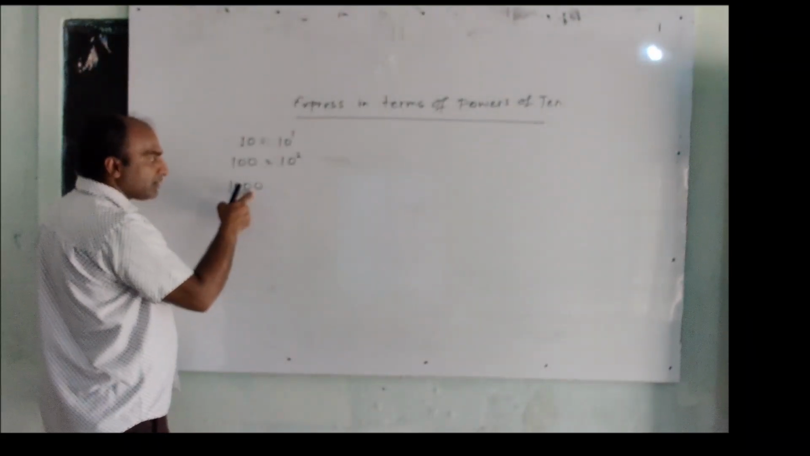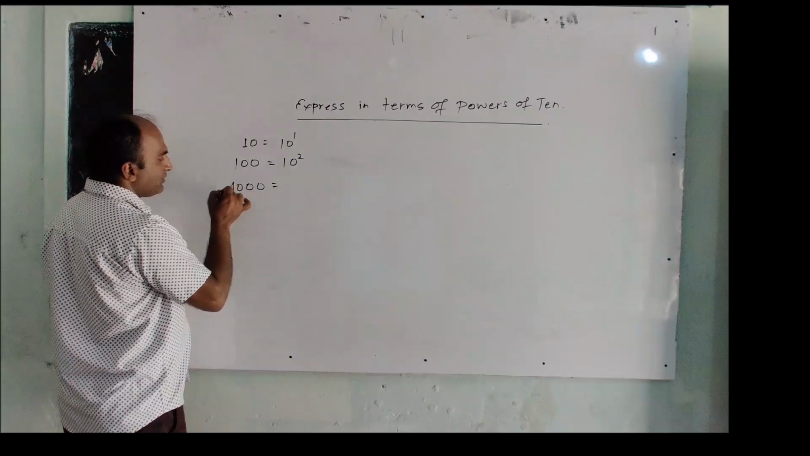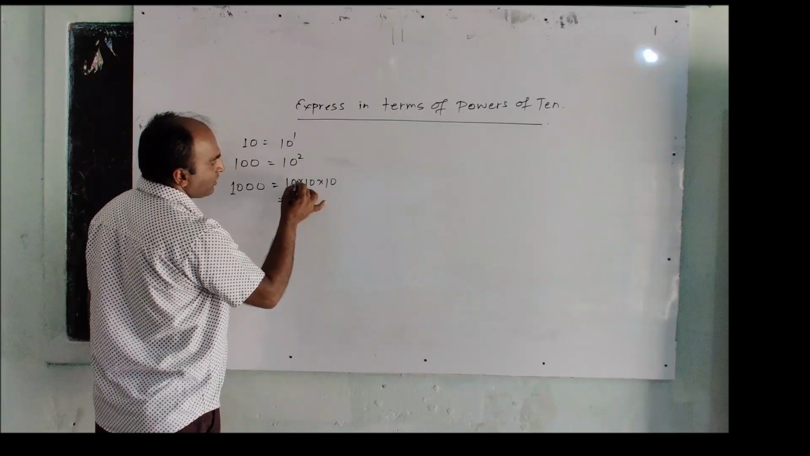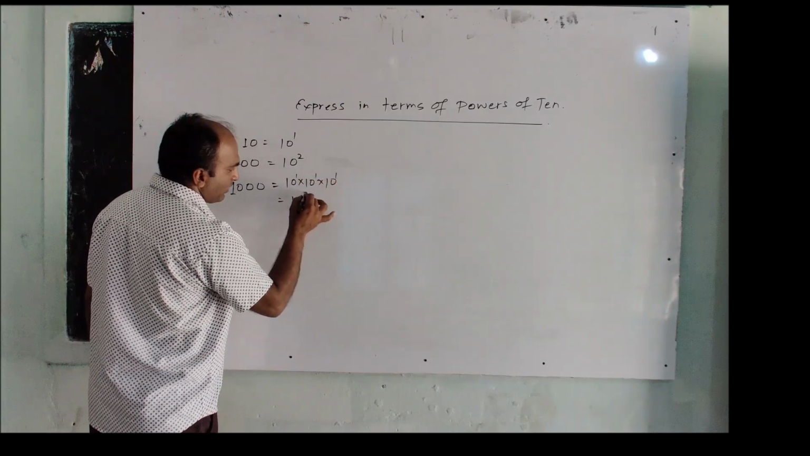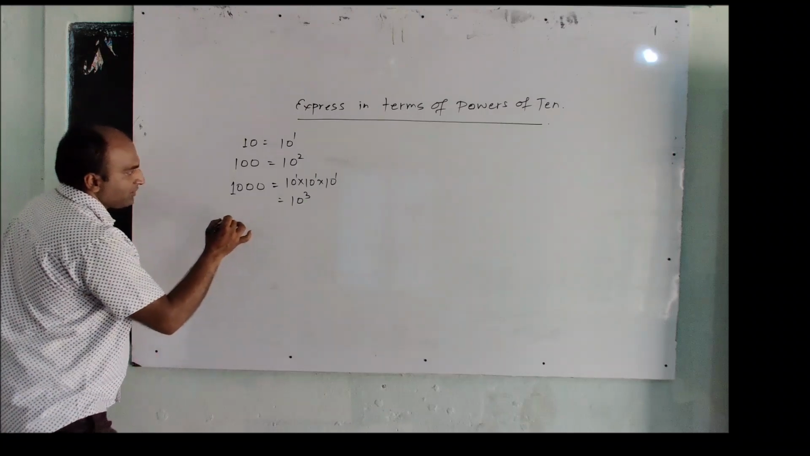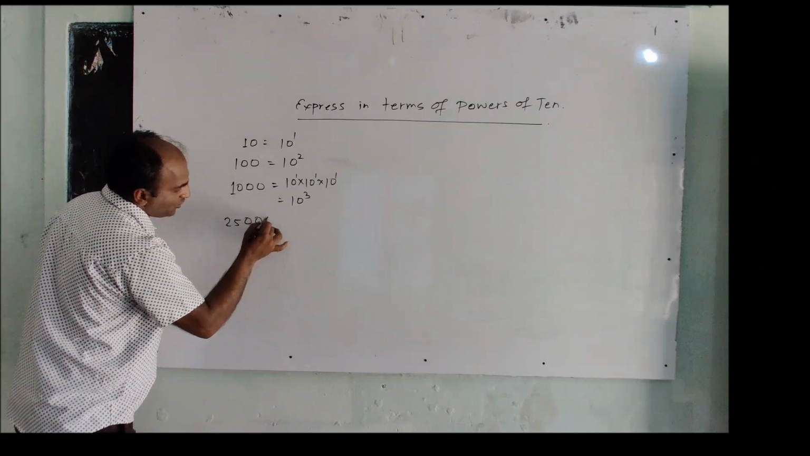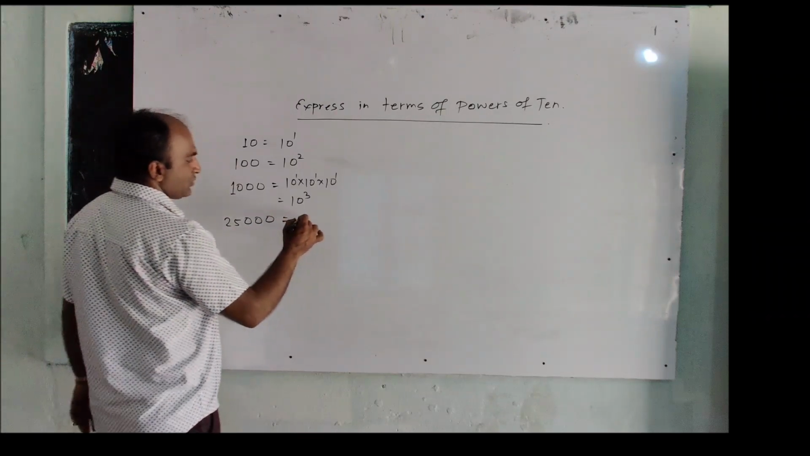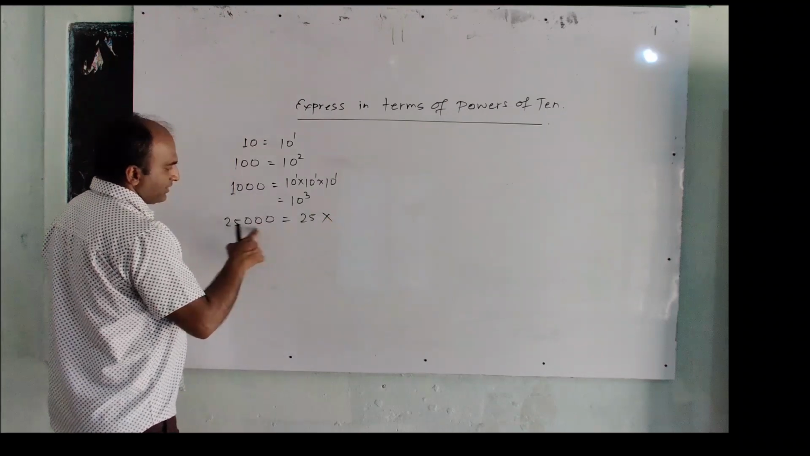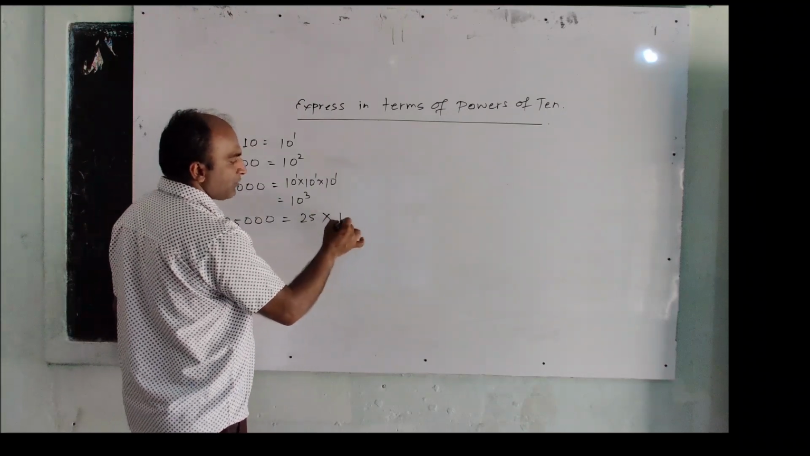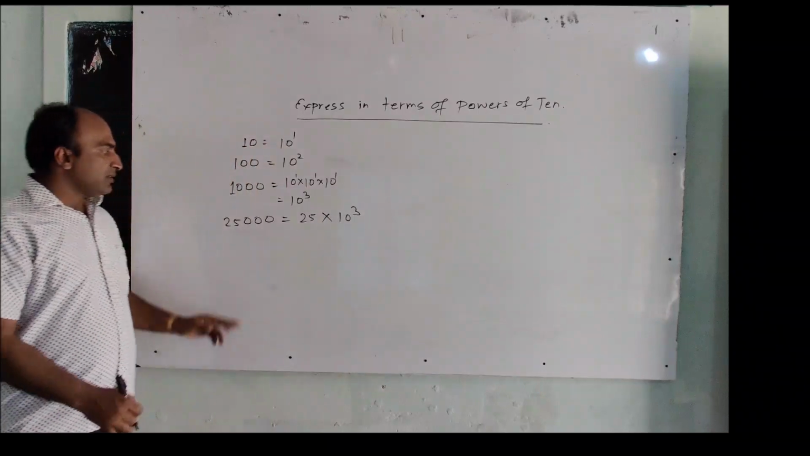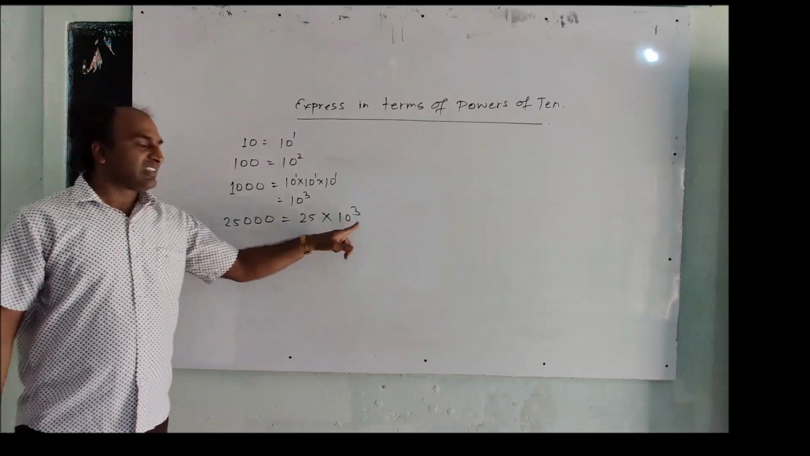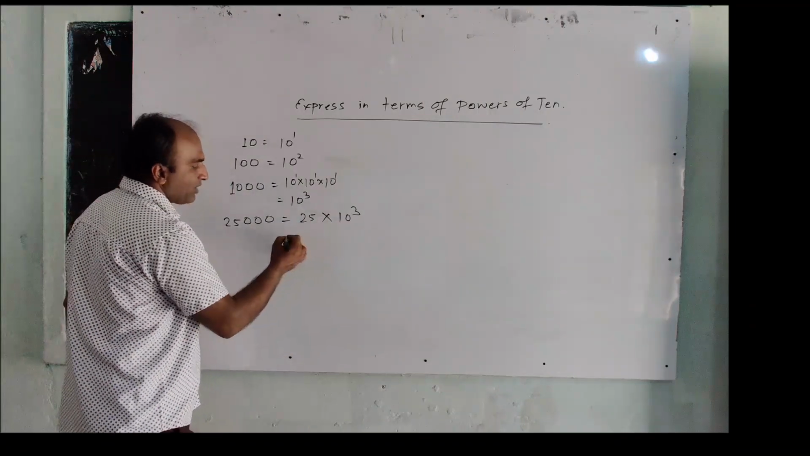Suppose 3 zeros are given after 1. This means 10 into 10 into 10, so we can write 10 power 3. In the same way, 25,000 is given. The numbers are 2, 5 into, how many zeros are given? 3 zeros. Therefore, we can write 25 into 10 power 3.